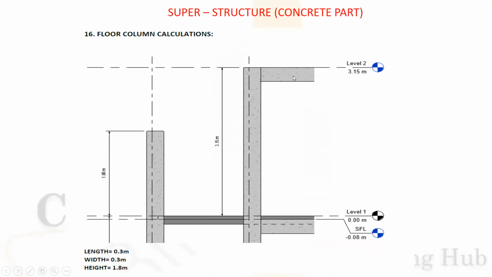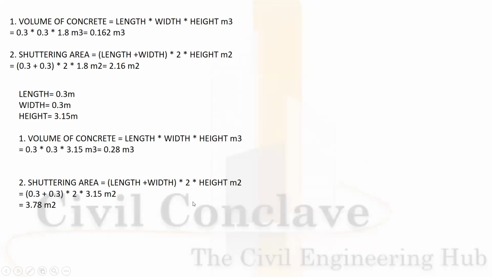See, concrete 4-column calculation. Okay, that is a substructure, superstructure. Okay, this is the columns. Okay, this is a sump. Length is 0.3 meter, width is 0.3 meter, height is 1.8 meter. Volume of concreting, length into width into height, that is 0.3 into 0.3 into 1.8, 0.162 m cube. Shuttering area, length plus width whole multiplied by 2 into height is equal to m square, that is 0.3 plus 0.3 multiplied by 2 multiplied by 1.8, 2.6 m square.